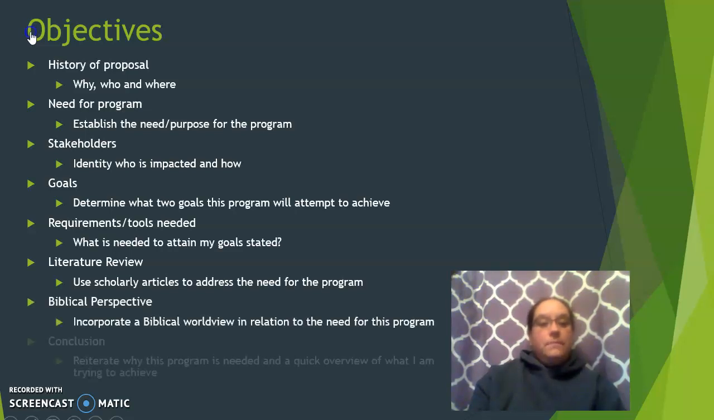incorporate a biblical worldview in relation to the need for this program, and in conclusion, I will reiterate why this program is needed and give a quick overview of what I am trying to achieve.